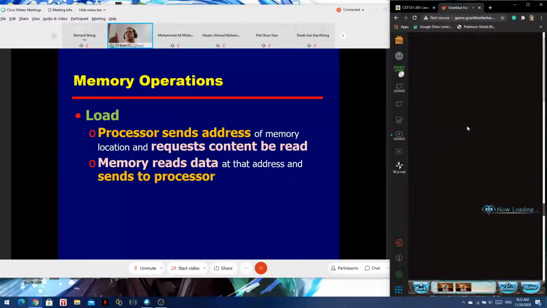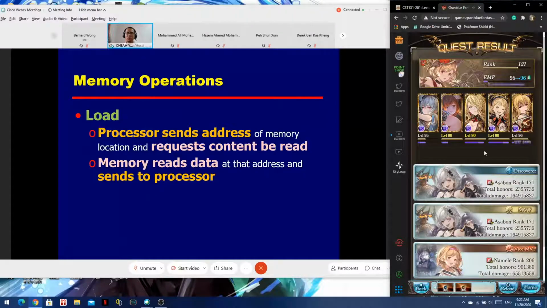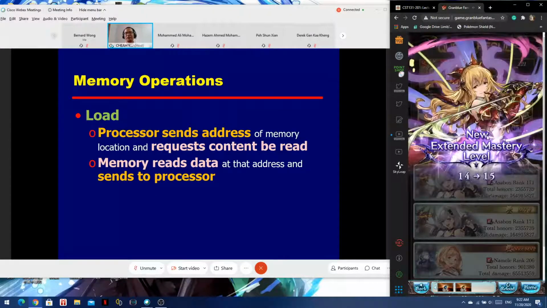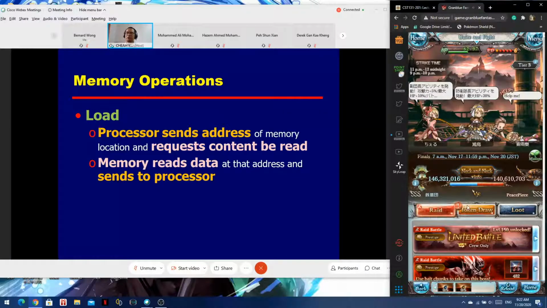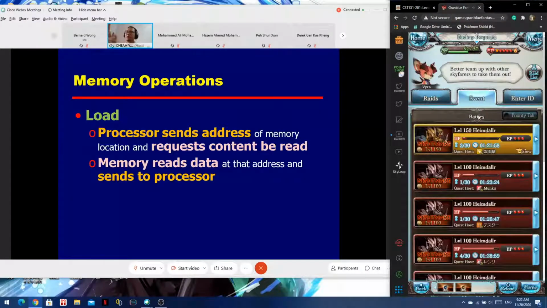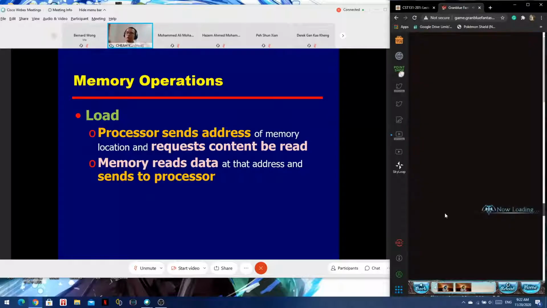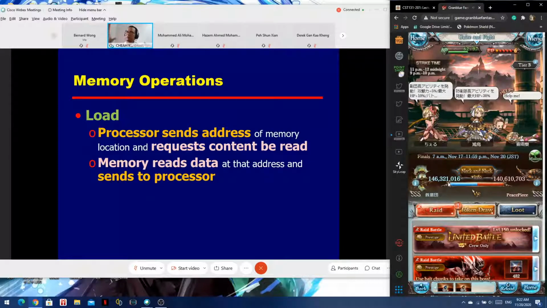Okay, and that address refers to a memory address. And then the memory will read the data and send whatever content of that location back to the processor. So that is what we call loading. We load a variable, for example, from memory to the processor.